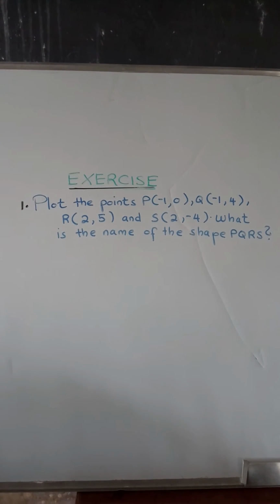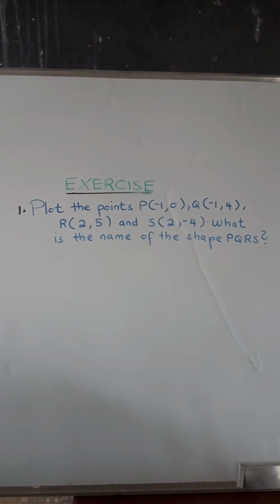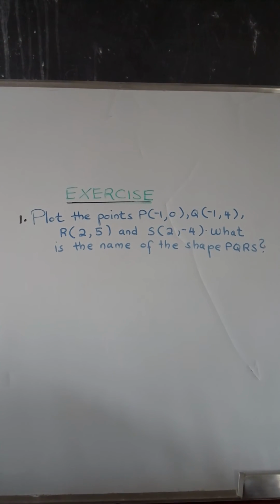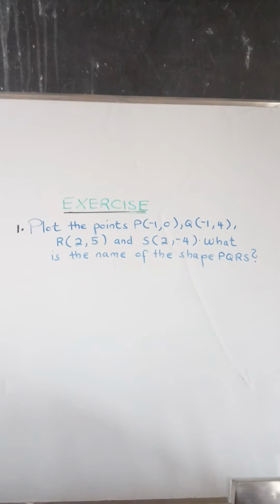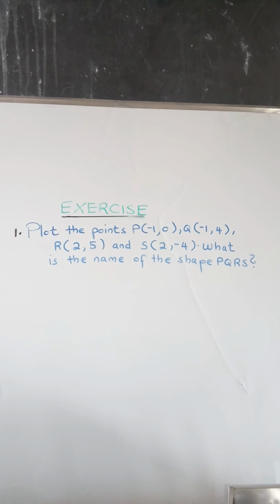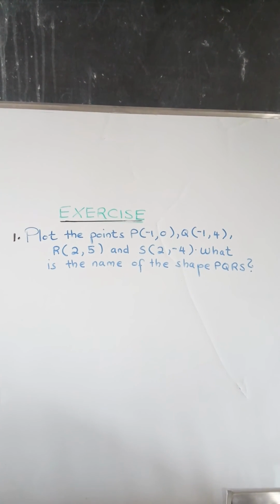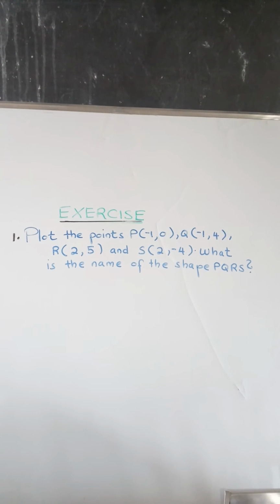Exercise. Plot the points P (-1, 0), Q (-1, 4), R (2, 5), and S (2, -4). What is the name of the shape PQRS?